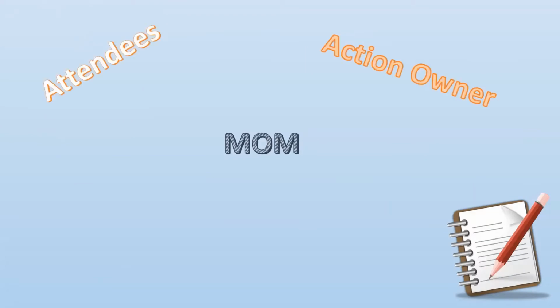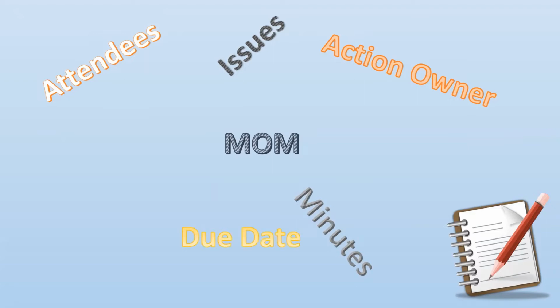Attendees: a person who is a participant in the meeting is called an attendee. Action owner: the person who takes the action becomes the action owner. Issues: whatever issues or topics are discussed are called issues. Minutes: whatever gets documented is called minutes. Due date: every action item will have a due date.